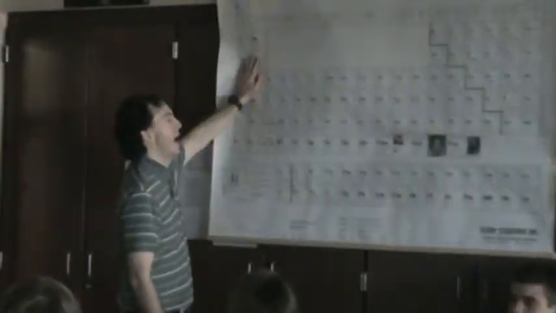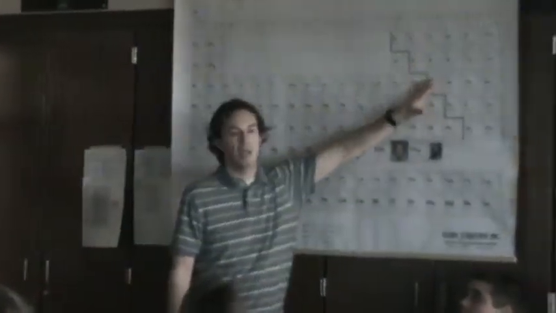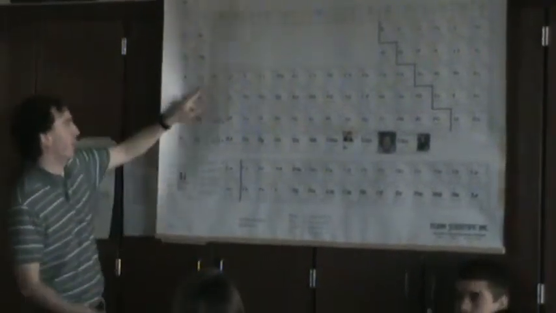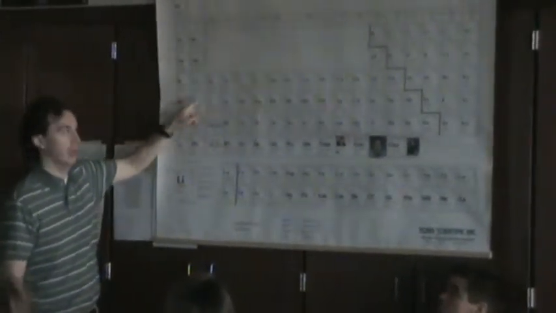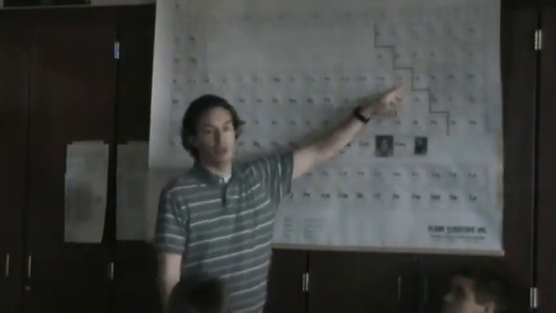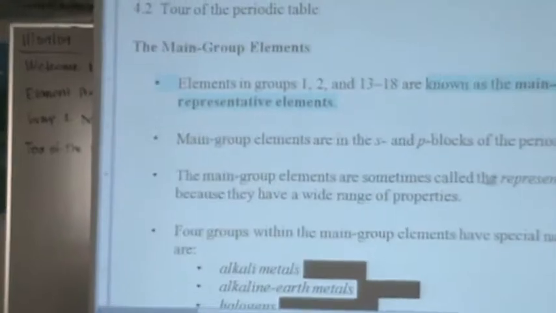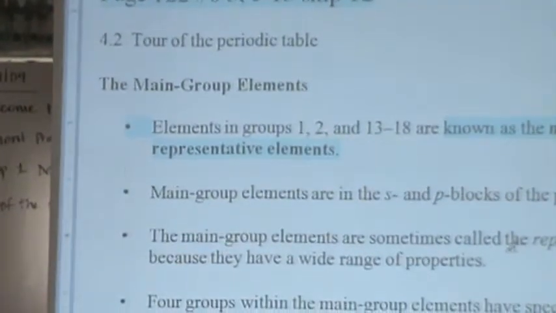Notice, as I reviewed last week, all of these are S's, then we skip, and all of these are P's, and this block in the middle is the D's. So we're really talking about the S and P blocks, for example 4S2, 4S1, or P2 and P3. All the ones that end in S and P are the ones we're talking about. They're called representative elements because they have a wide range of properties: solids, liquids, gases, metals, non-metals, high density, low density, high melting point, low melting point.